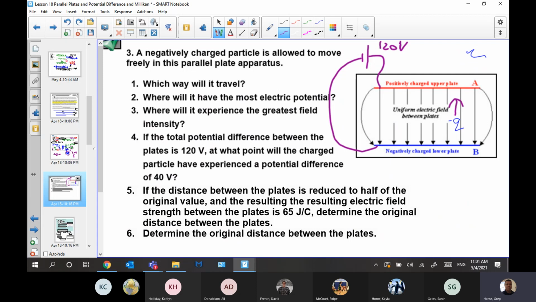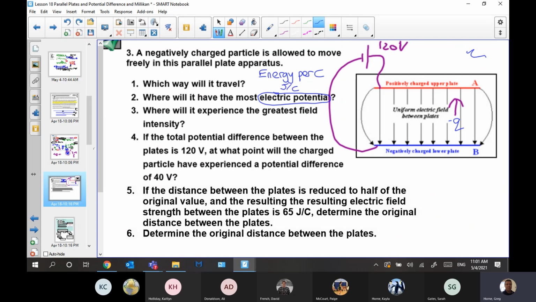Where would it have the most electric potential? What does electric potential mean? It means energy per coulomb, right? So I don't know if I have room to write this in here. Energy per coulomb. That's a little sloppy, but the big kindergarten thick writing is hard. Let me do this again. This is energy per coulomb. Joules per coulomb, in other words.